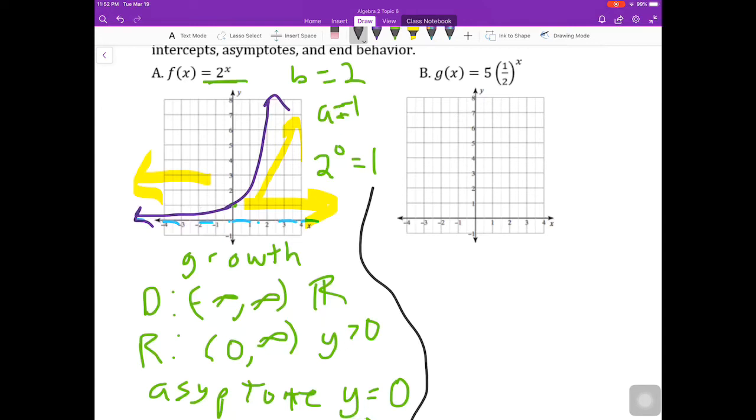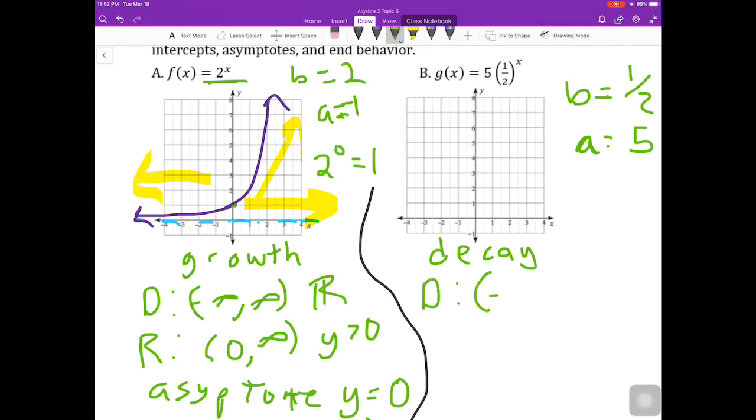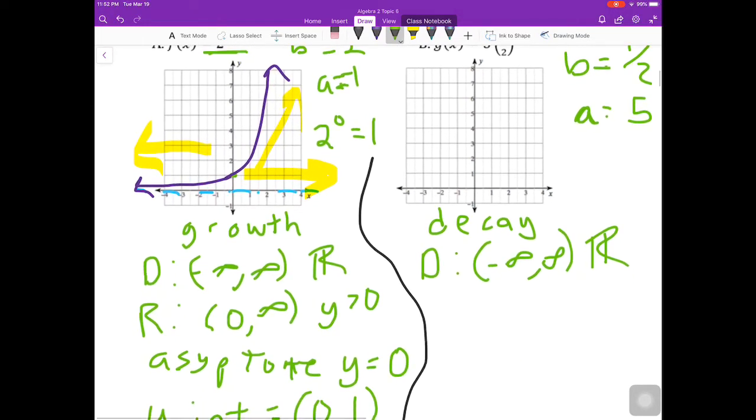Now we're going to look at this one. And what you should notice here is that our b is 1/2. Now 1/2 is less than 1, but greater than 0. So we're looking at a decay function here. And our a, in this case, is 5. So our domain for this is still negative infinity to positive infinity. So with all of these exponential functions, your domain is positive infinity, negative infinity, or all real numbers.